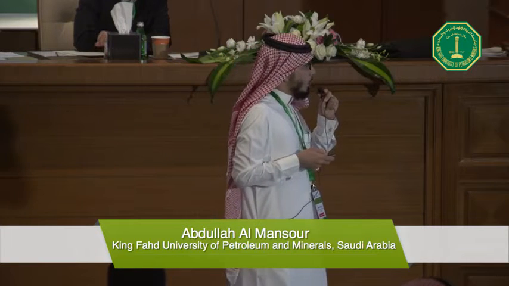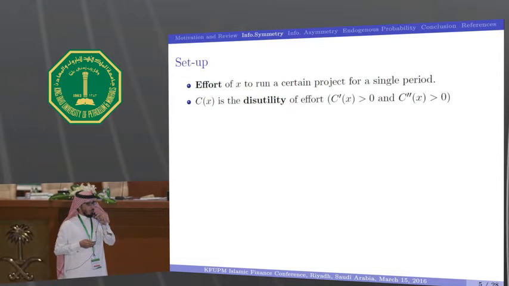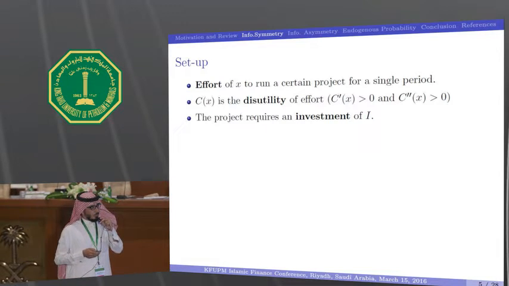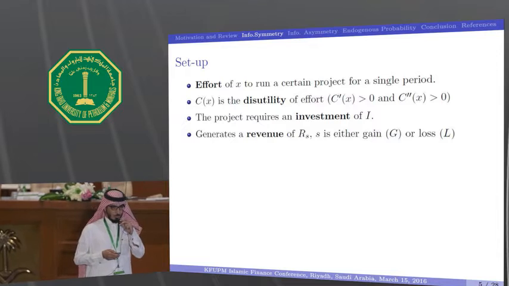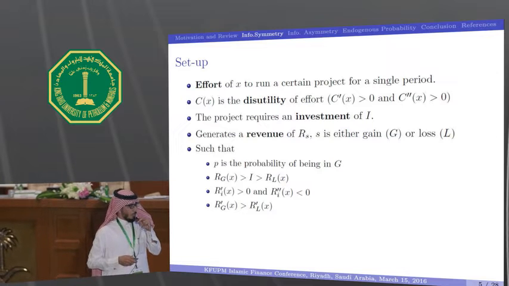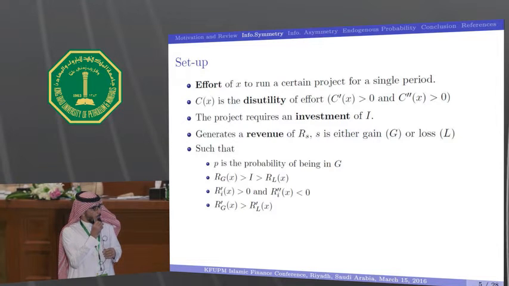This is the setup. X is the amount of effort. C(X) is the disutility of effort. It is a convex function, as usually assumed in the literature. The project requires an investment of I. It generates a revenue of R(S), where S is the state of nature. We're going to have only two states of nature, gain or loss, such that the probability of success is small p. The return under the gain state is greater than the investment, and the return under the loss state is less than the investment. We have the concavity of revenues.